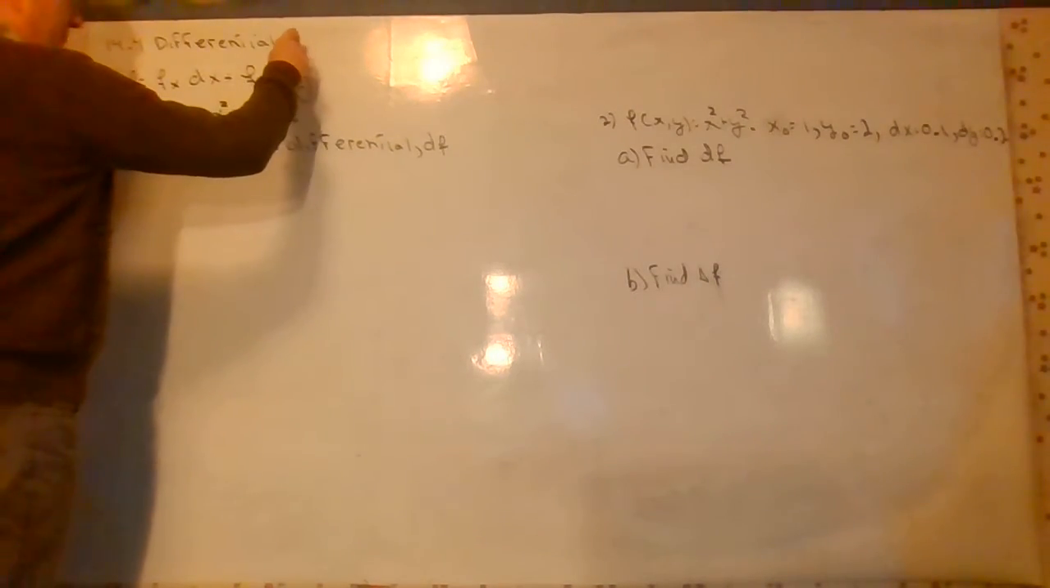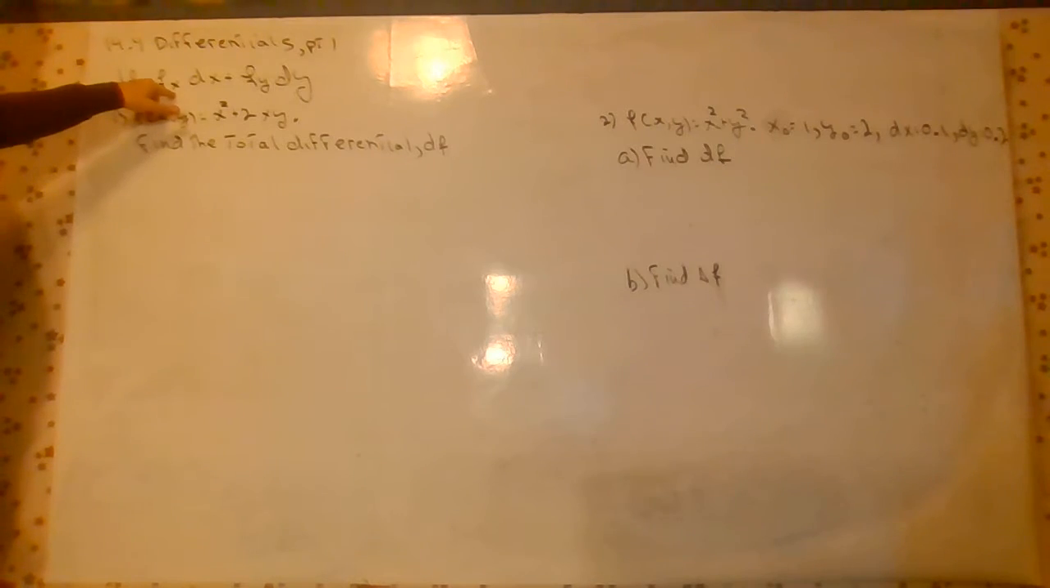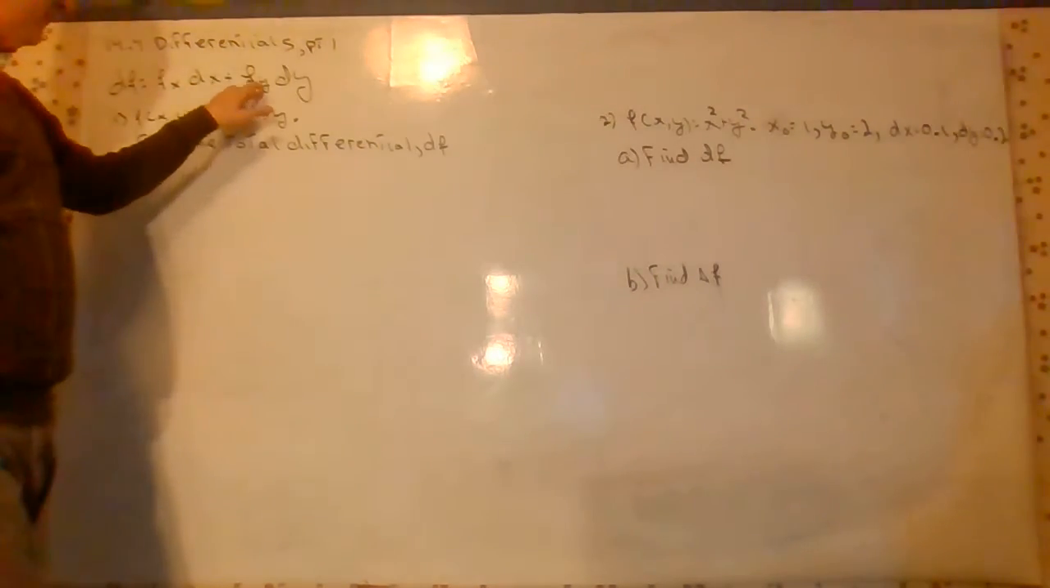14.4 differentials. This is part 1. We have a total differential formula here. df is equal to the partial of f with respect to x dx plus the partial of f with respect to y dy. And the applications we discuss will give you a good idea of what this is.